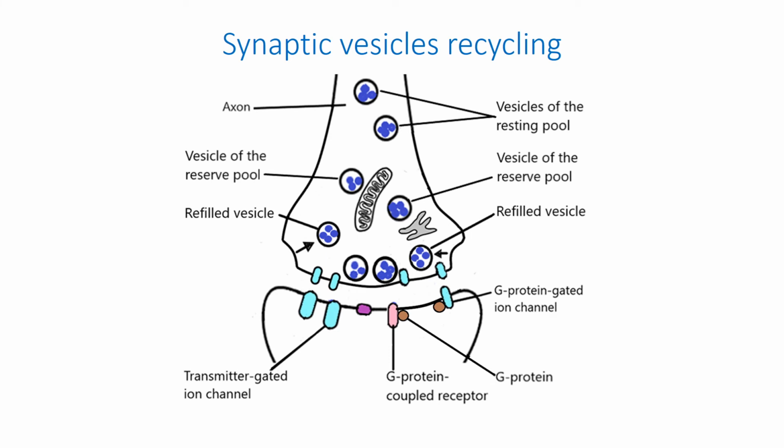After neurotransmitter release, the membrane of the fused vesicle diffuses laterally to the area outside the active zone, where it is retrieved by clathrin-mediated endocytosis. Then they are refilled with molecules of neurotransmitter.